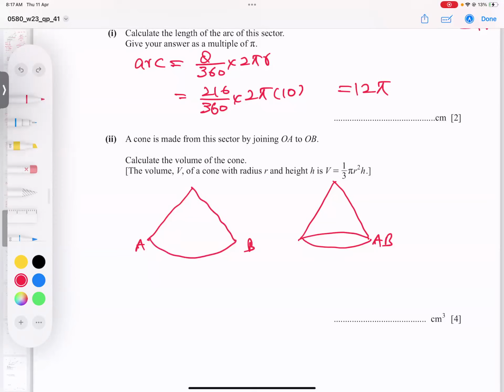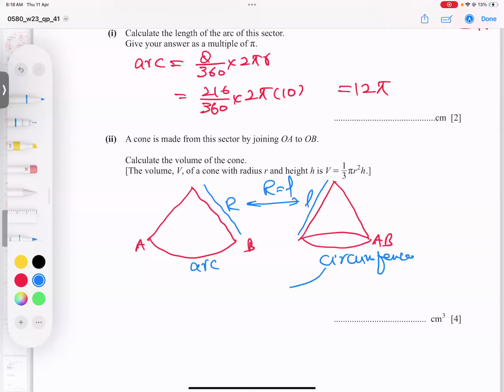Okay, I repeat again. There are three properties that are important. This is called the radius of the bigger one. This is called slant height, L, and they are equal to each other. So R and L are equal to each other. That's the first criterion. Second criterion: this arc length is the circumference of the circle.